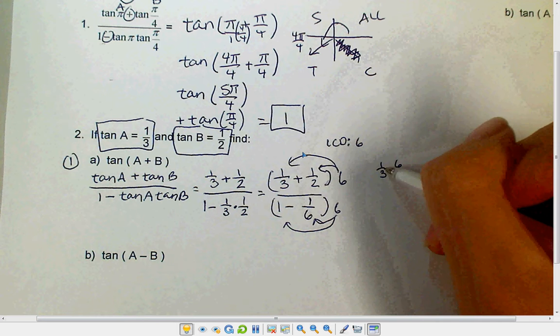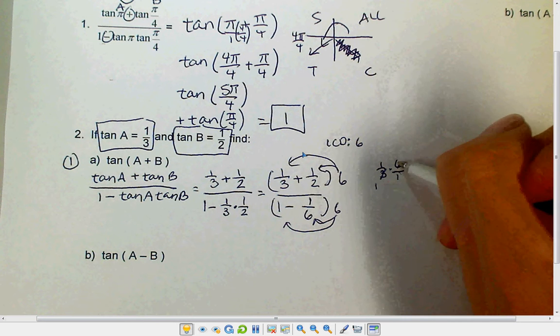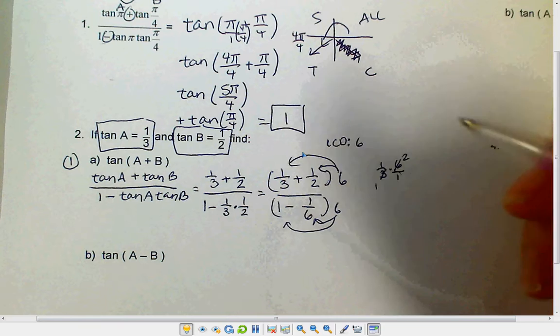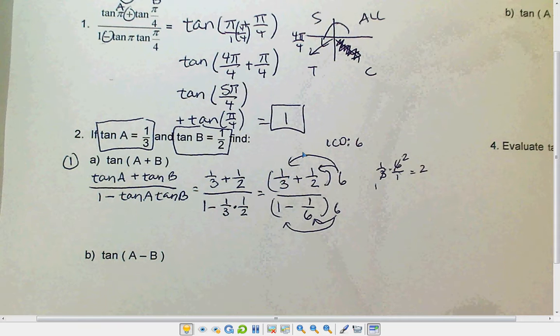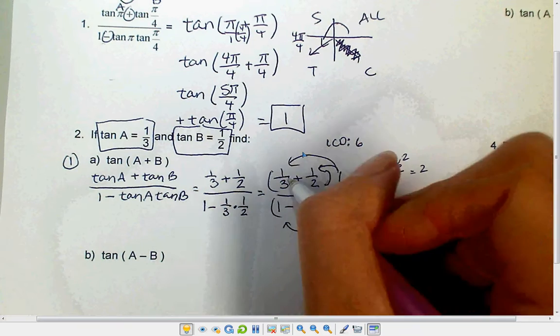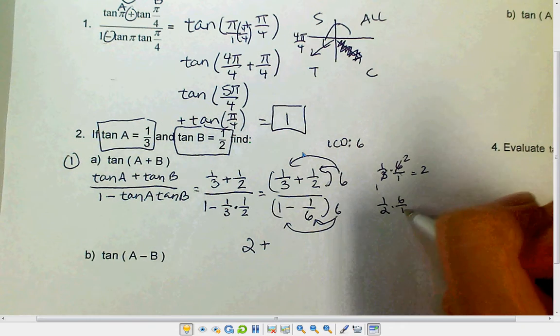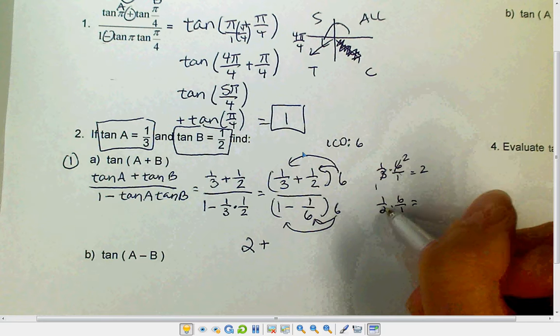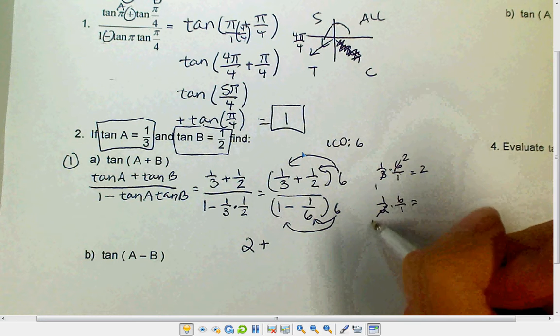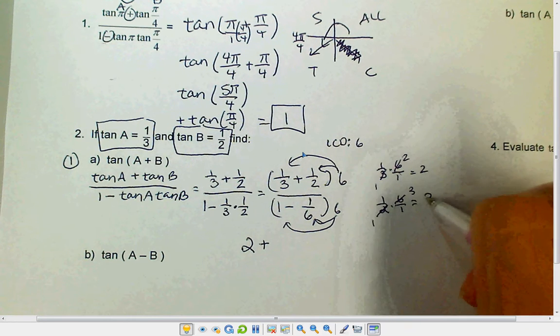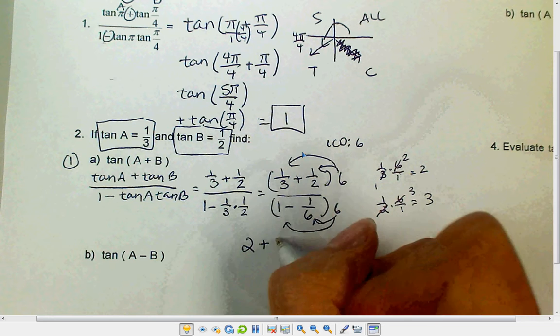And we can simplify this by dividing both of these by 3, so this turns into a 1, this turns into a 2, and this just leaves us with 2 over 1, which is just 2. Alright, so this is 2 plus we have 1/2 times 6 over 1. We can divide 2 by 2, which gives us 1, divide 6 by 2, which gives us 3, so this is just 3 over 1.